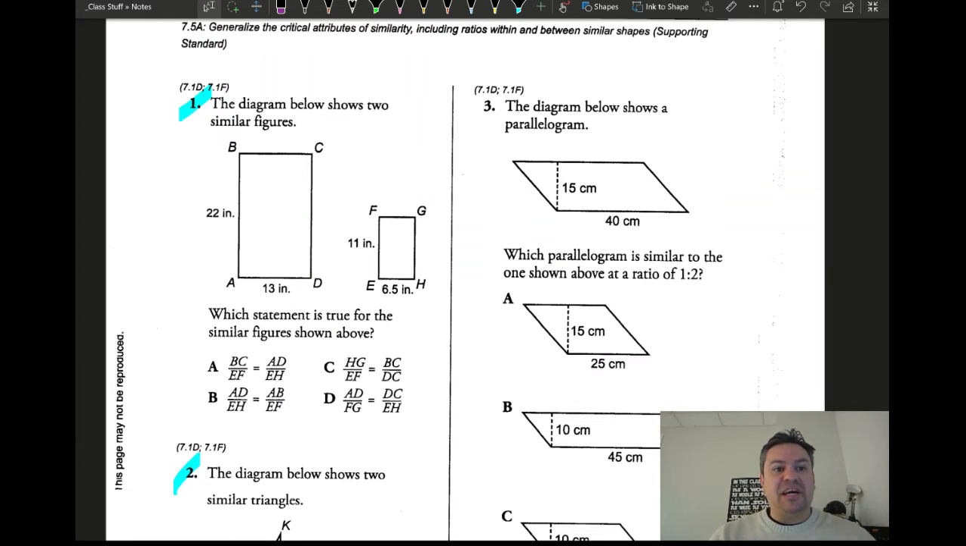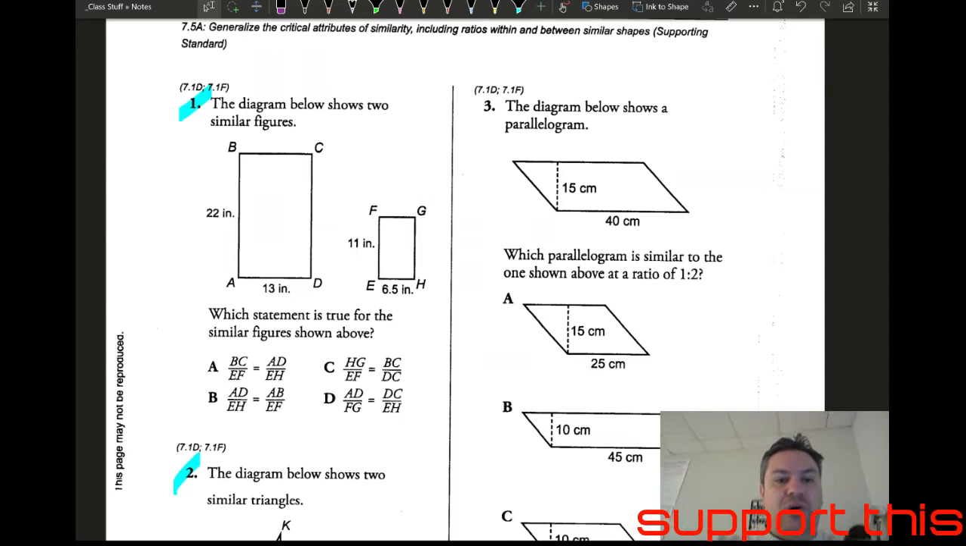This is TEKS 7.5A and 7.5C. Okay, I'm just going to work on a few examples. These are very similar questions to what you might get on a STAAR test. So please pay attention and just follow along.